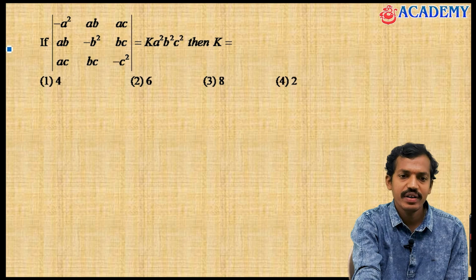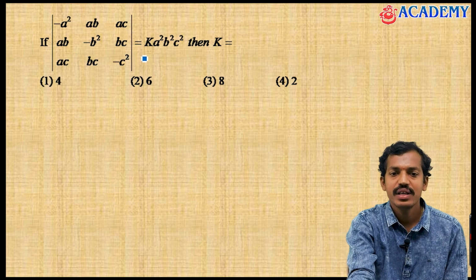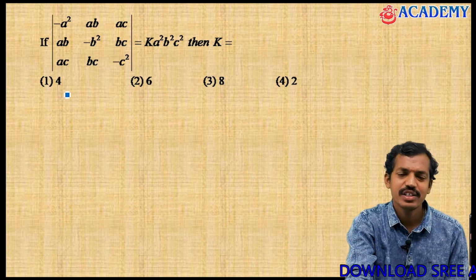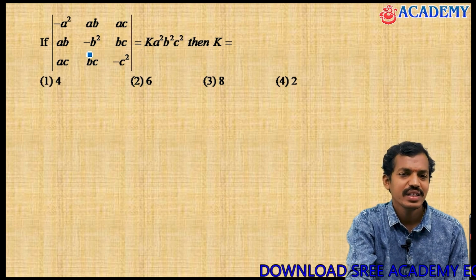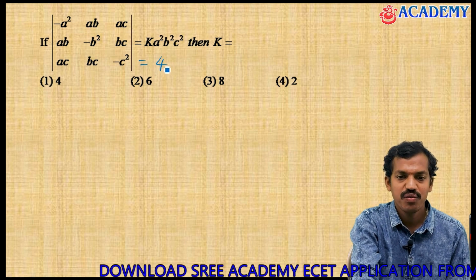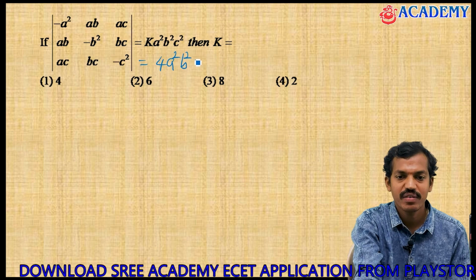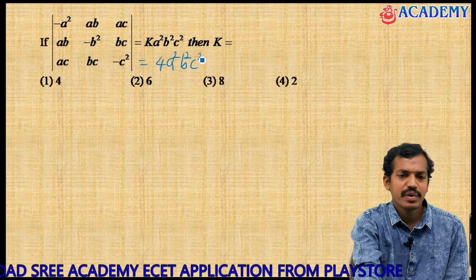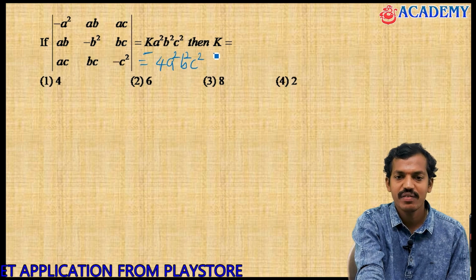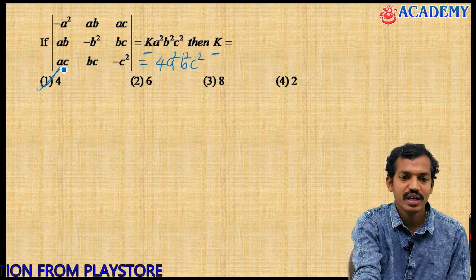See, in this question what is given? A matrix determinant is given, and k into a square b square c square. Then k equals, simply this is a result you can remember. Actually if you solve it also you are going to get this. Always the answer of this matrix determinant is nothing but 4 into a square b square c square. In the problems also I explained, simply here k is missing, that is the k value is going to be what? Simply we can write 4.